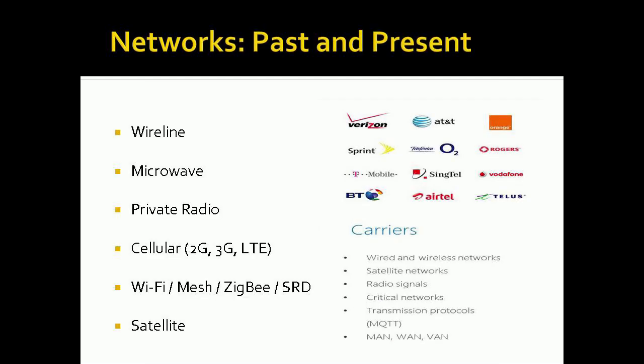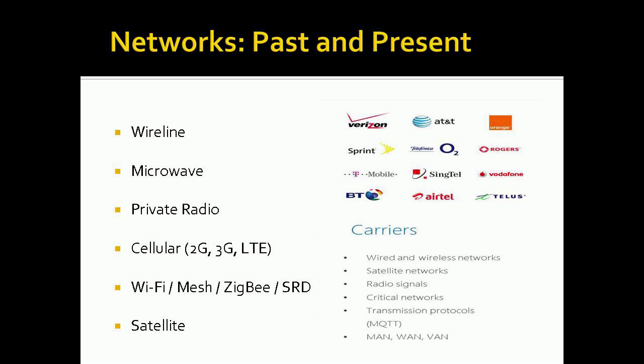So the thing I really want to talk about tonight is my heart, what I really enjoy, and that's the wireless networks. So in the past, we've had wireline and microwave and private radio, and then cellular came on the scene, and 2G is not a bad network for doing Internet of Things. However, 3G and LTE and 4G and 5G, they're about helping smartphones and high data transmissions take place, not the machine-to-machine Internet of Things type of transmissions.